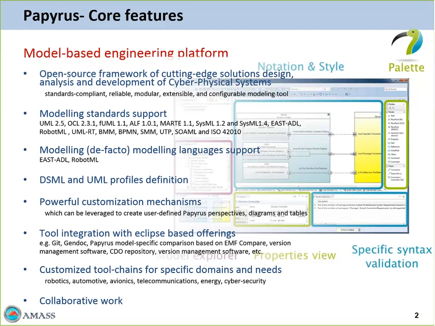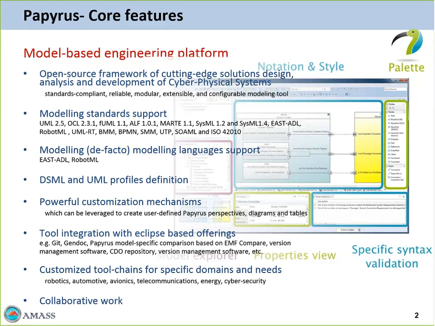Another feature of Papyrus is to be able to define your own DSML and UML profiles, to have editors for them and to be able to validate them against some OCL profiles. In Papyrus, we can also customize the views, the diagrams, and the different tables, for example system tables. So all the elements are normally customizable: the palette where we can choose the elements we want to show on your view, the properties view where you can add new properties views corresponding to your needs, and the modeling environment, so the model explorer can be customized.